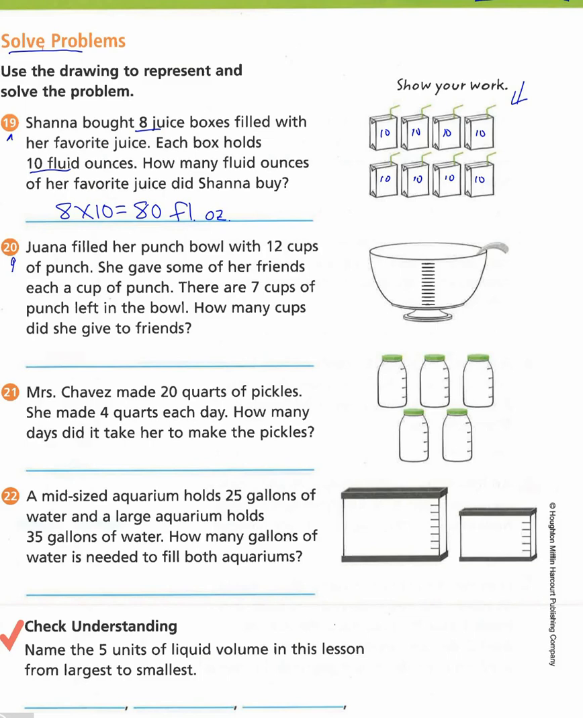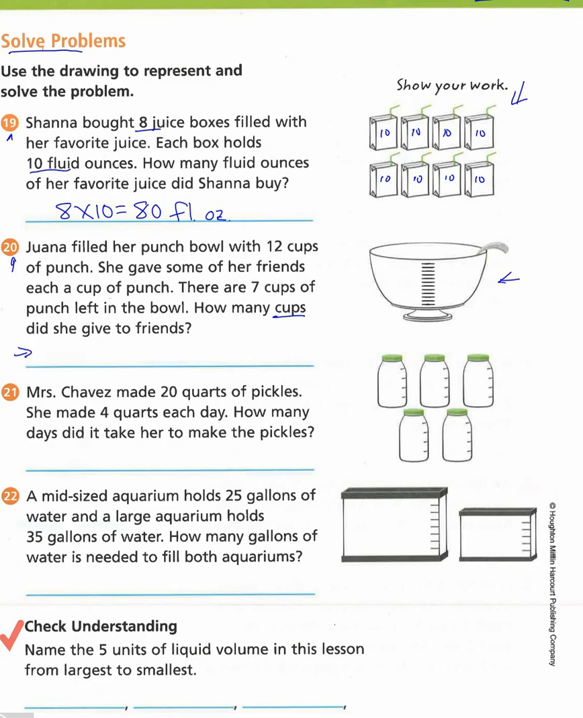Juana filled her punch bowl with 12 cups of punch. She gave some of her friends each a cup of punch. There are 7 cups of punch left in the bowl. How many cups did she give to her friends? So again, try to use the drawing, try to show on there what's going on in this problem, and write your equation and your answer over here. And our answer is how many cups. That's the label that we're going to use, right? When you're ready to go on, let's look at number 21.